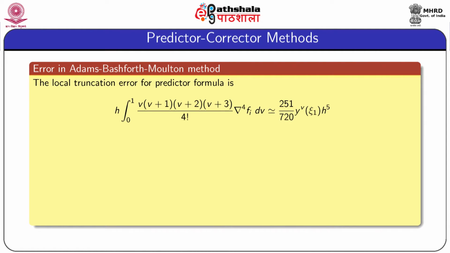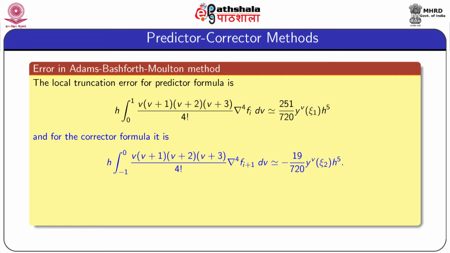The local truncation error for the predictor formula, that means the Adams-Bashforth method, is this one. The integration h into integration 0 to 1 of v into v plus 1 into v plus 2 into v plus 3 by factorial 4 into the fourth backward difference at xi yi, and after integration and replacing the fourth difference, we get the value of this expression, and it is approximately equal to 251 by 720 into the fifth derivative of y at xi1 into h to the power 5.